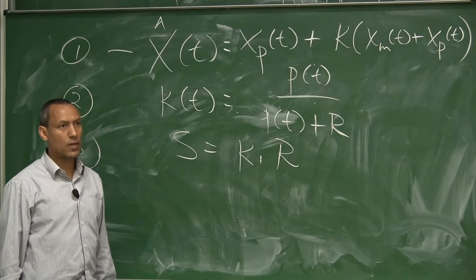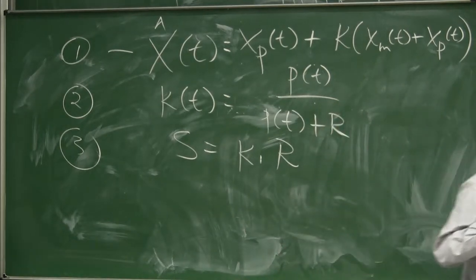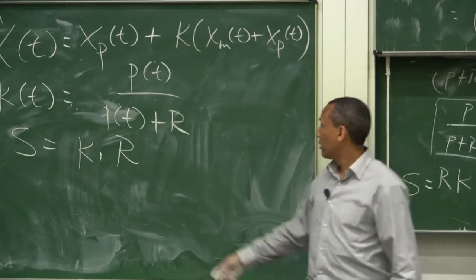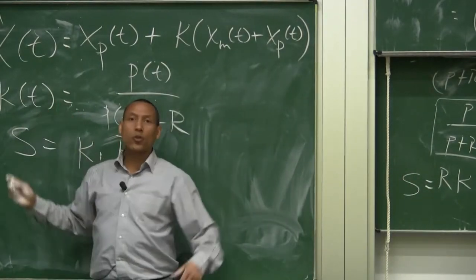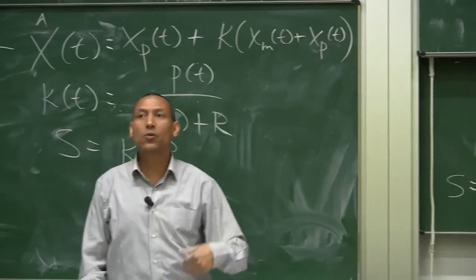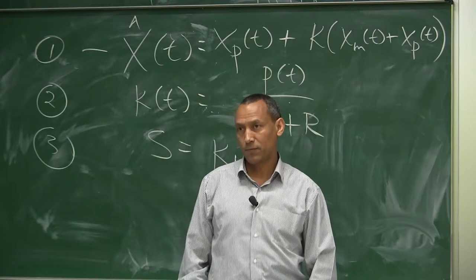Now, so far, we just dealt with the present time t. Now we want to propagate our belief into the future and then see what will be the error as a result of this propagation. Okay?